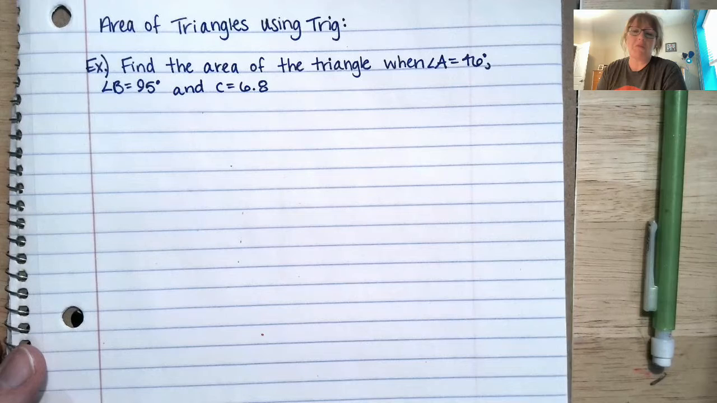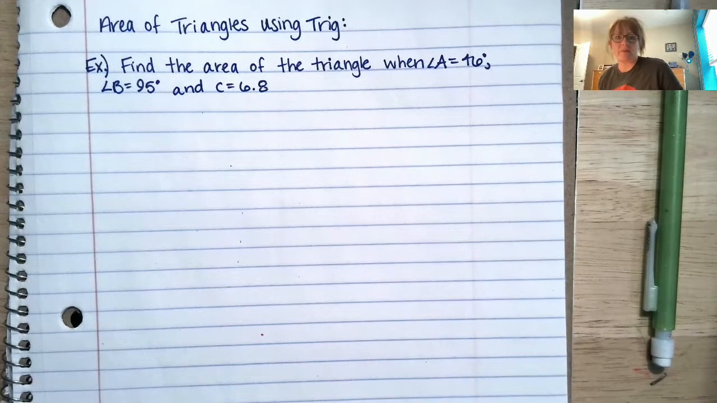So, hopefully you're familiar with the area of a triangle being half base times height. But that only works if we know the base and the height of a triangle, which doesn't always present itself nicely to us. So we need to find the area of a triangle when we know angle A is 46, angle B is 95, and we have a side c.